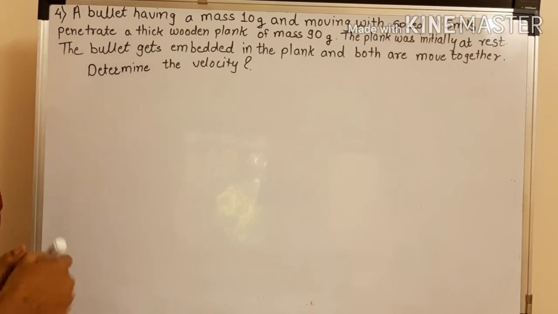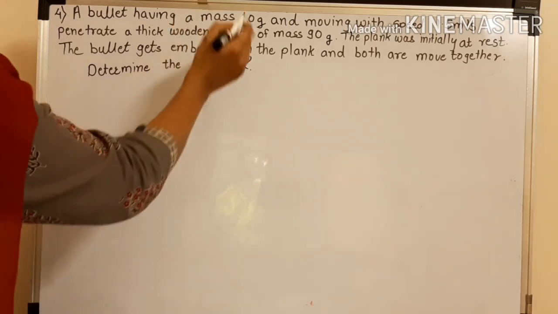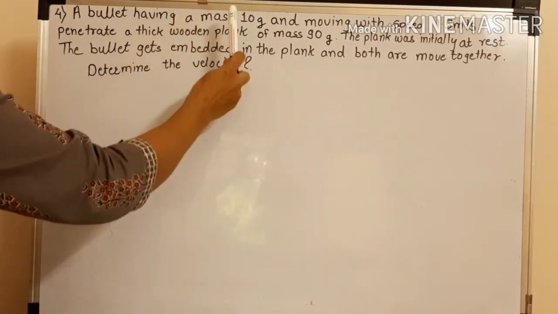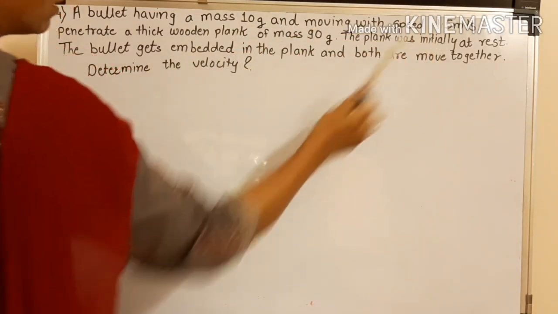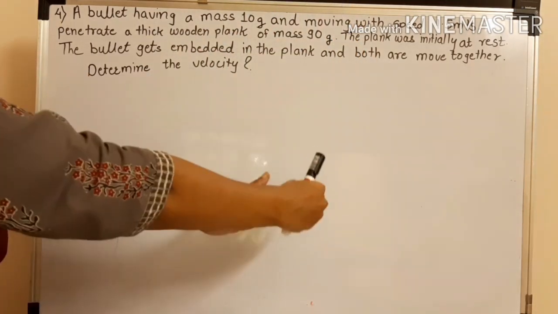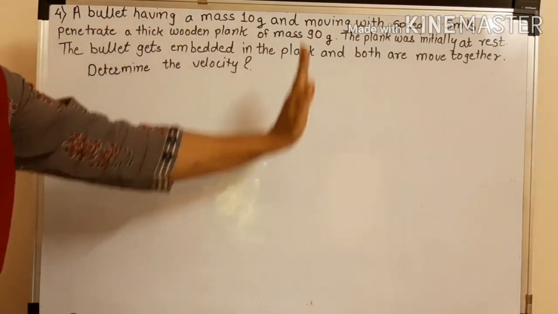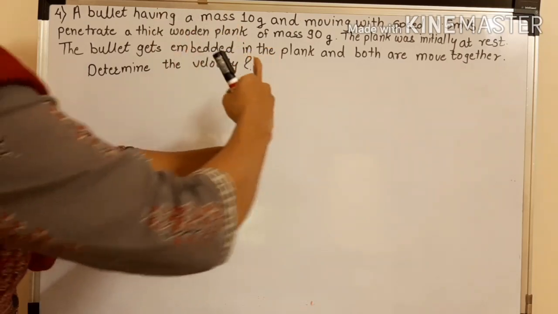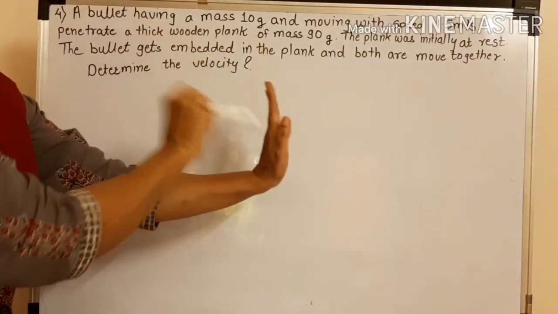What is given here? A bullet is fired from a gun having mass 10 gram, and the speed of that bullet is 1.5 meters per second. Now that bullet penetrates a plank. The plank is at rest. When the bullet penetrates the plank, both the bullet and the plank move with the same velocity because the bullet is embedded in the plank.